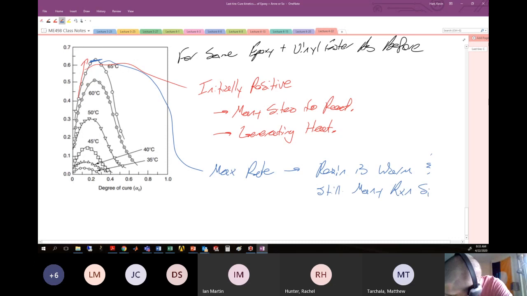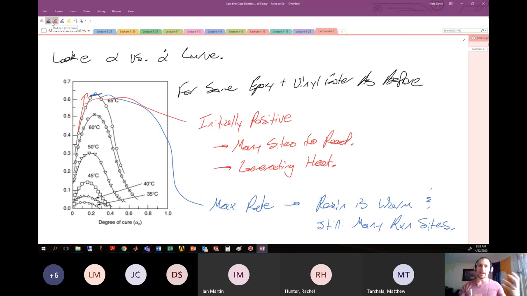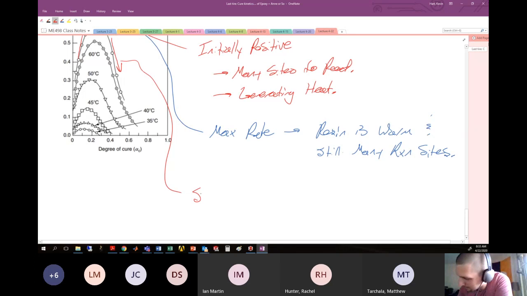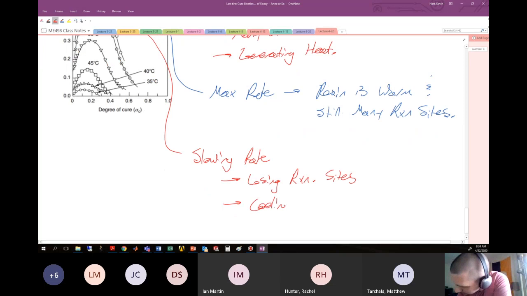All right, then kind of the party's over. The party is ending. Everybody's finding their mate. They're going home at the end of the night. Things are dying down. So on the back end here, we start to see a reduction in the rate of the reaction because there's not a lot of sites left. I'm losing that exothermic energy that I had, and so my rate's really going to start to decrease. And lastly, slowing rate, and that's because of losing reaction sites and cooling temperature.